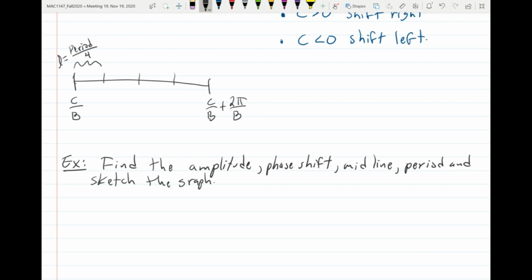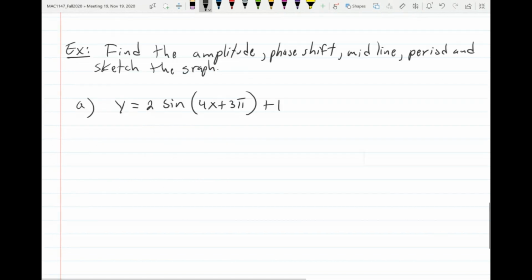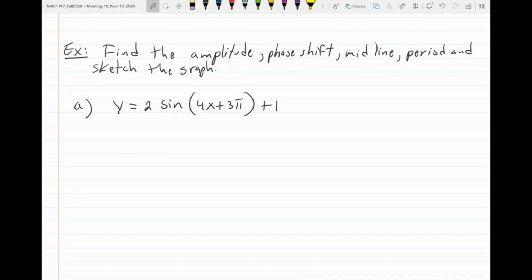And then see part A, we already did a cosine function, so I guess let us do now a sine function. So let us do y equals 2 times sine of 4x plus 3 pi plus 1. Okay, so here we have a function. Let us actually try to figure out all of this information that we need. For this, we should figure out what are A, B, and C.